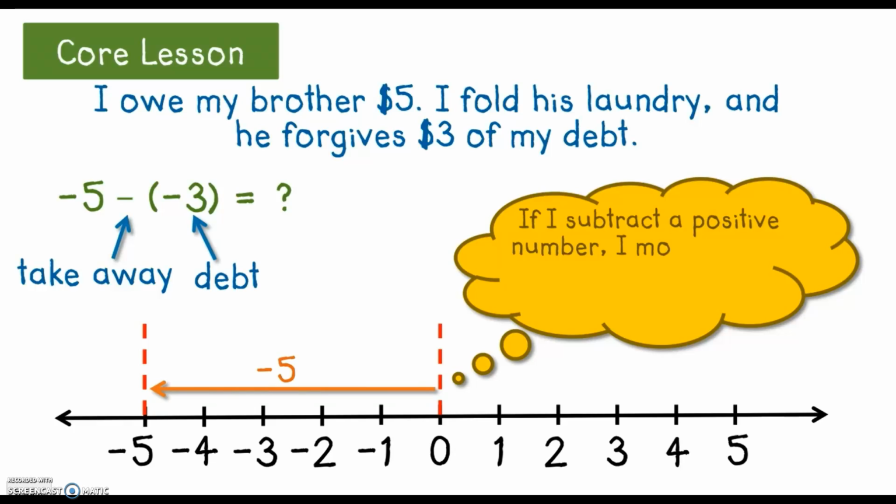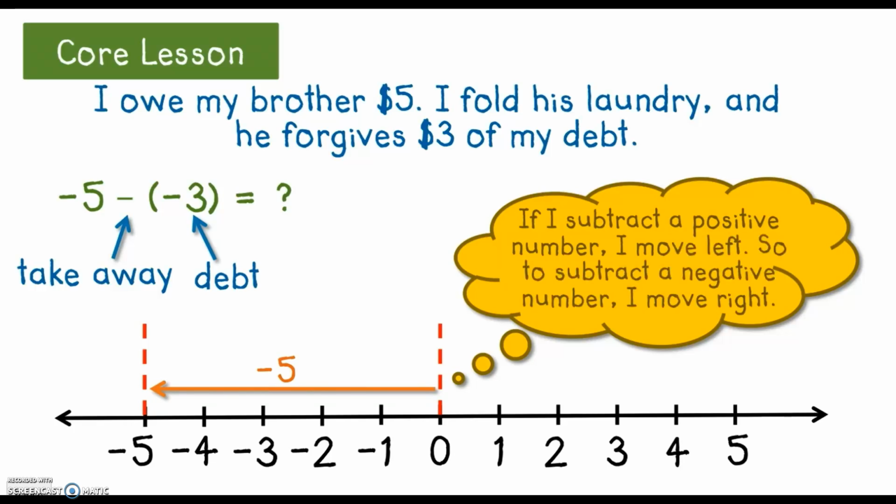Now I need to think. If I subtract a positive number, I move left. So to subtract a negative number, I must move right. When I subtract -3, I move in the positive direction. The answer is -2. Now I owe my brother only $2.